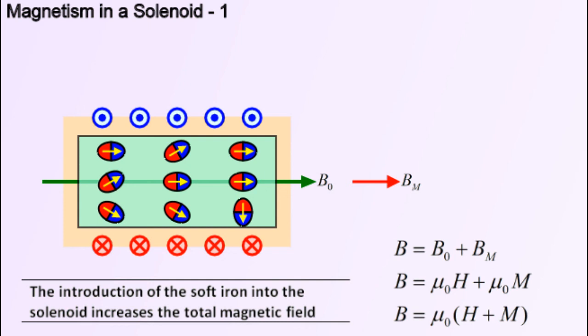If the magnetization of the soft iron piece is M, then the magnetic field due to the soft iron material is μ0 times M. So by introducing a piece of soft iron, the magnetic field can be made stronger.